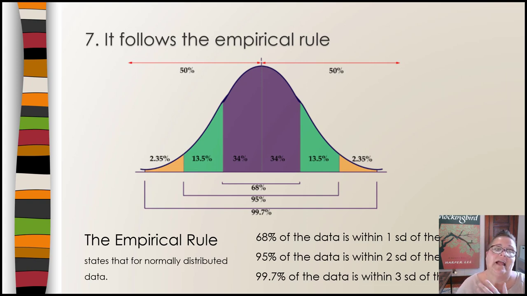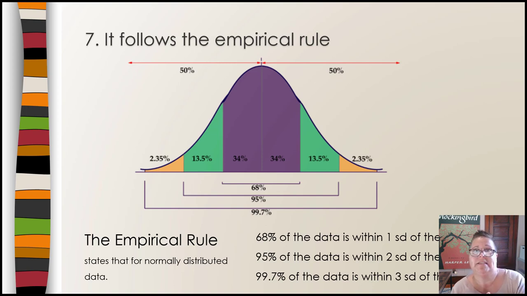Seventh characteristic. It has to follow what's known as the empirical rule. The empirical rule is stated for normally distributed data that 68% of the data will be within one standard deviation of the mean. That is to say, if the mean is the center, then 34% would be one standard deviation above the mean, and 34% would be one standard deviation below the mean. This gives us a range of 68% of the data within one standard deviation of the mean. That's one above and one below.